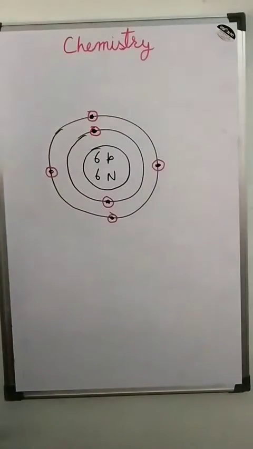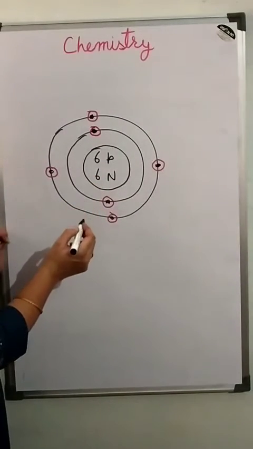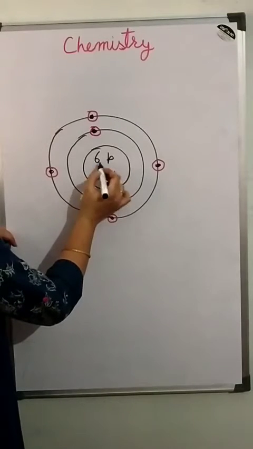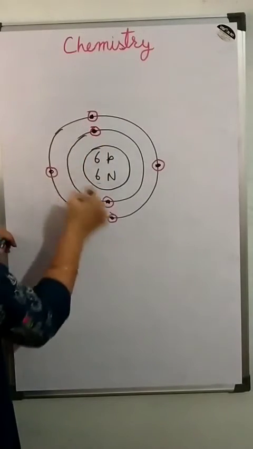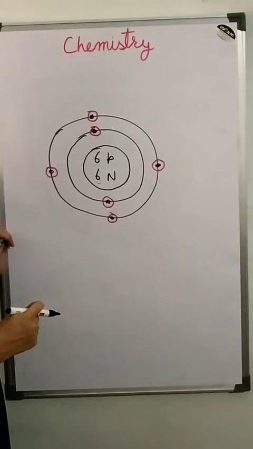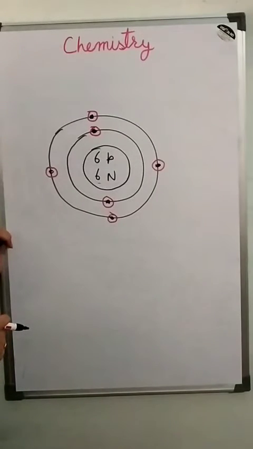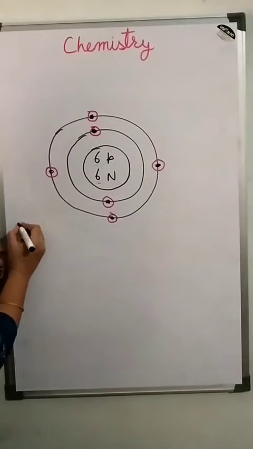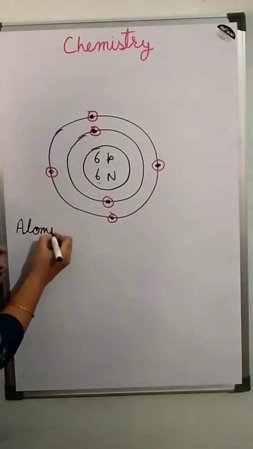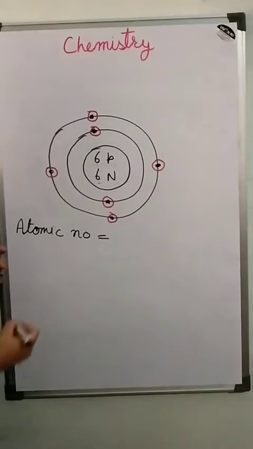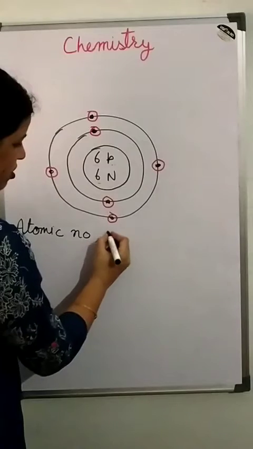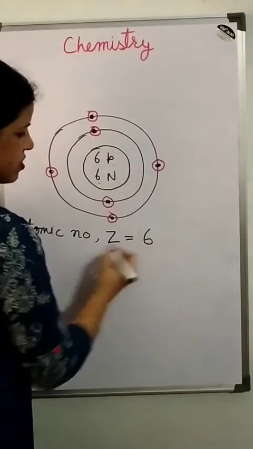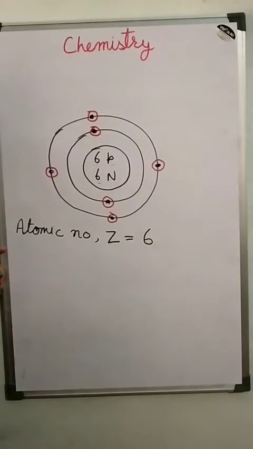Now let's take one example. Here I have taken one atom in which 6 protons and 6 neutrons lie in the nucleus, and in its orbit 6 electrons are revolving around the nucleus. Now we find the atomic number and atomic mass. Atomic number is equivalent to the number of protons or the number of electrons. So the number of protons is 6, so the atomic number Z is equivalent to 6.